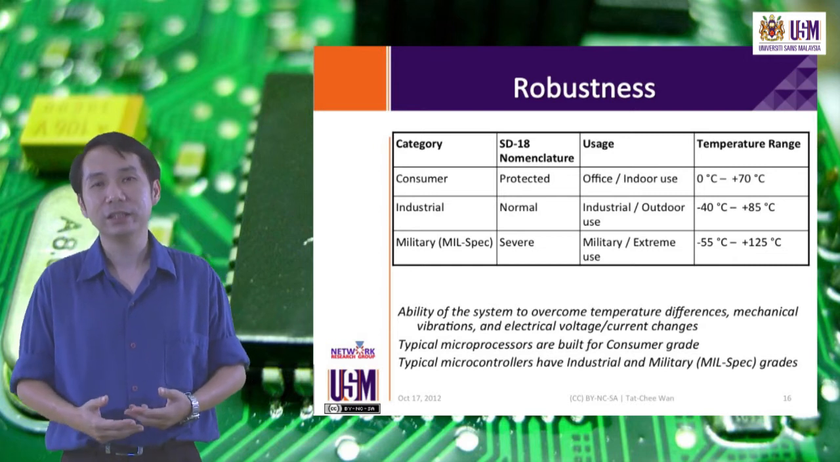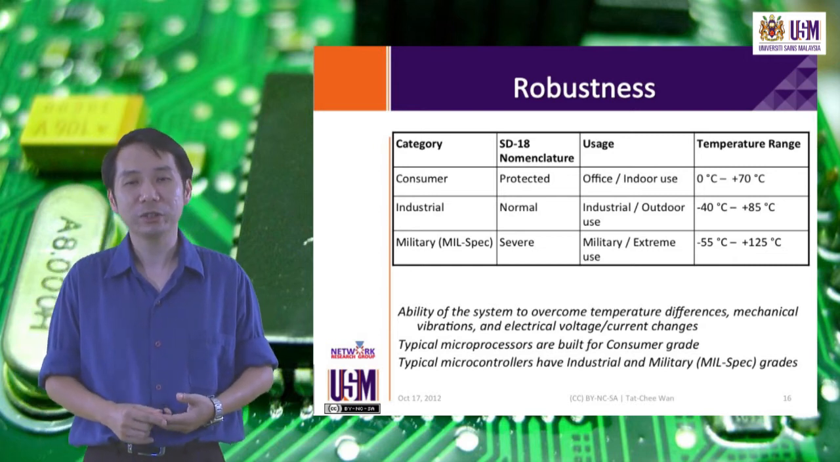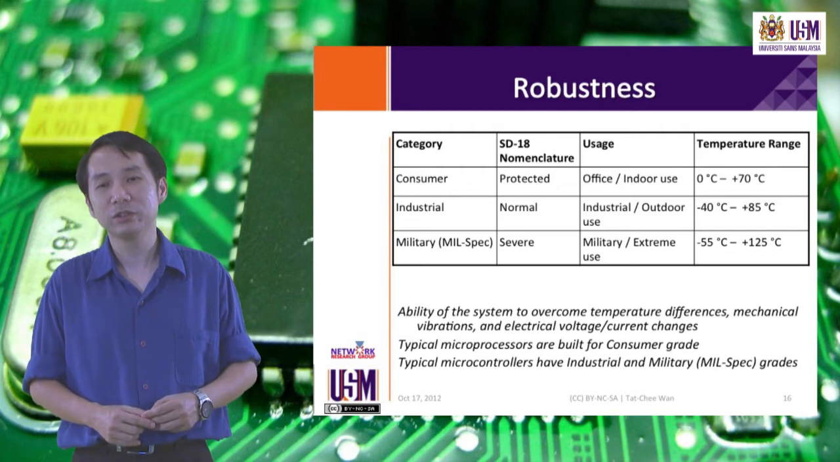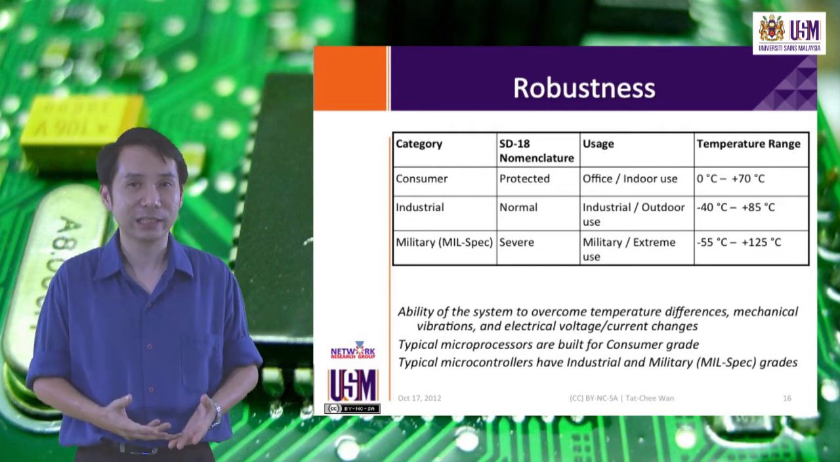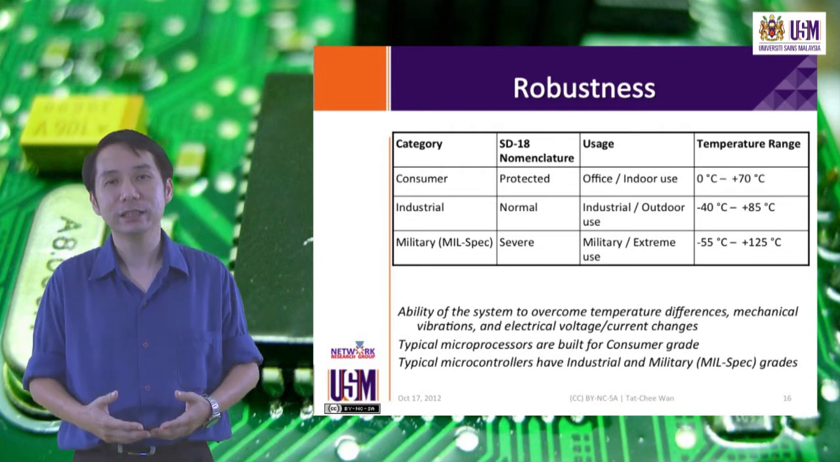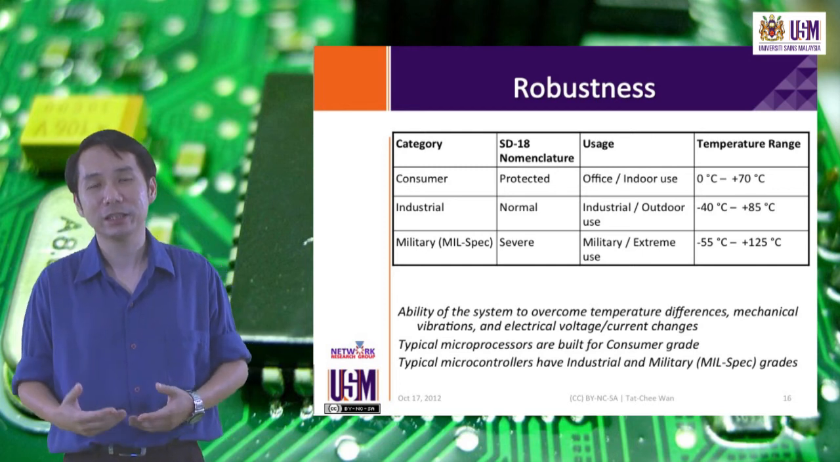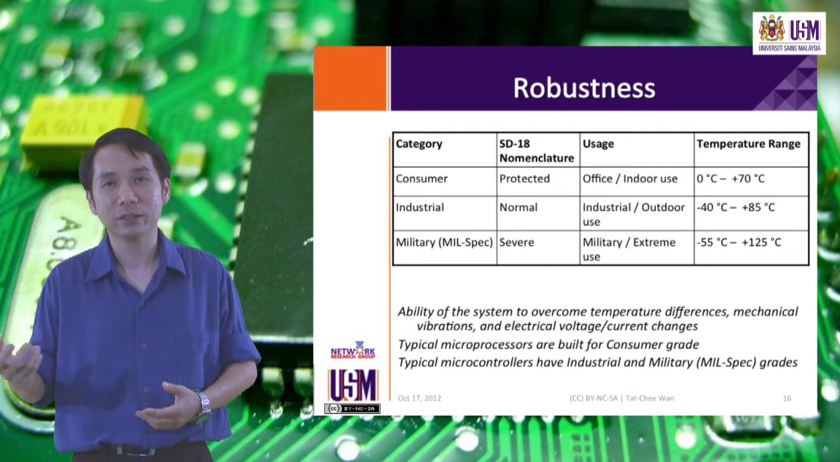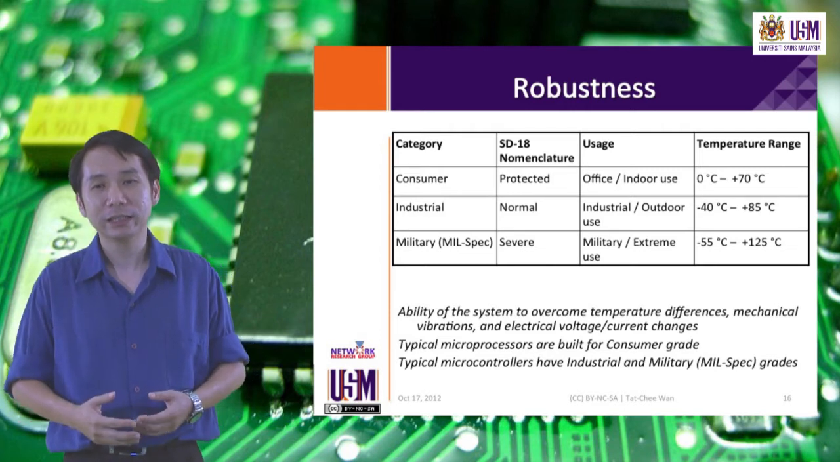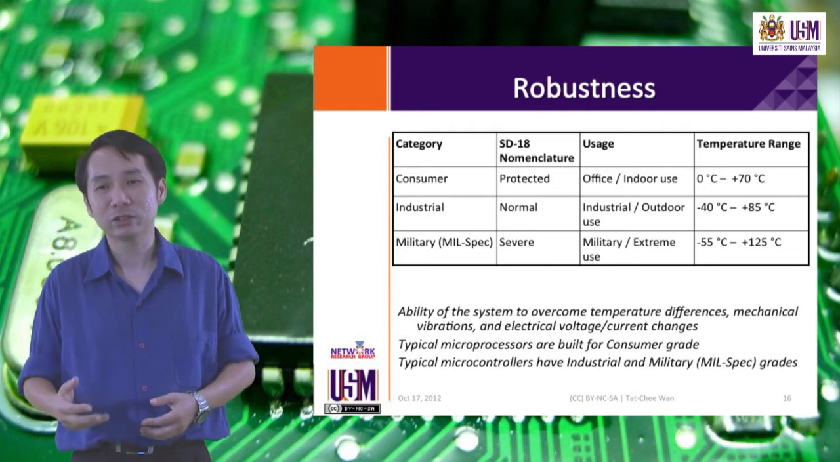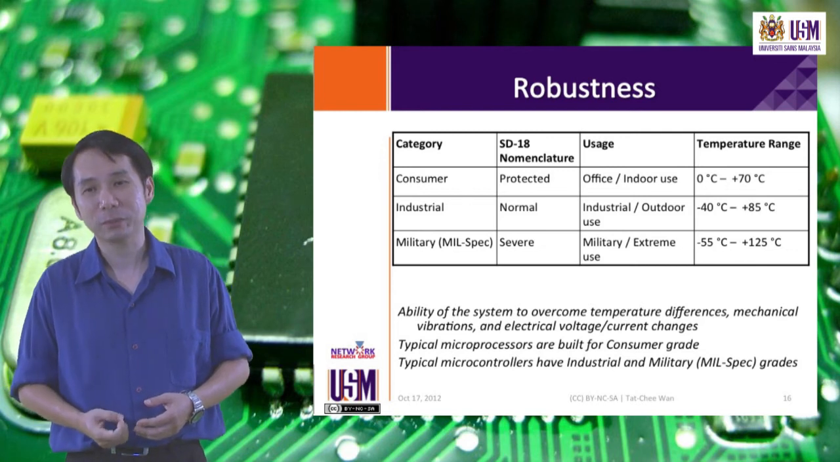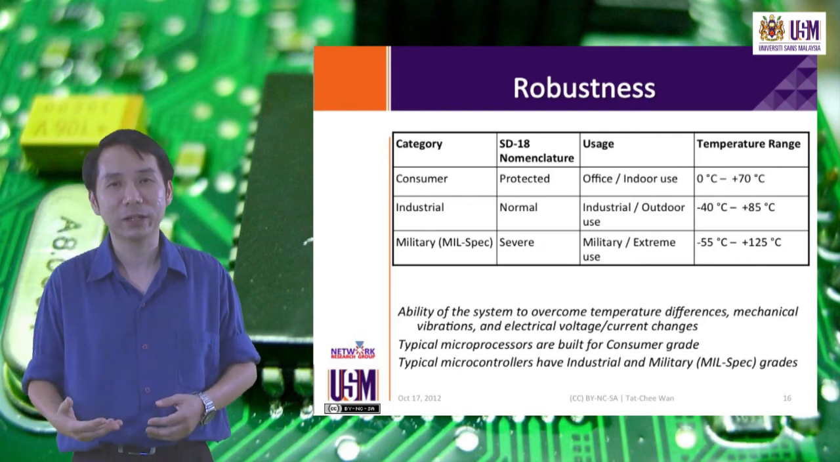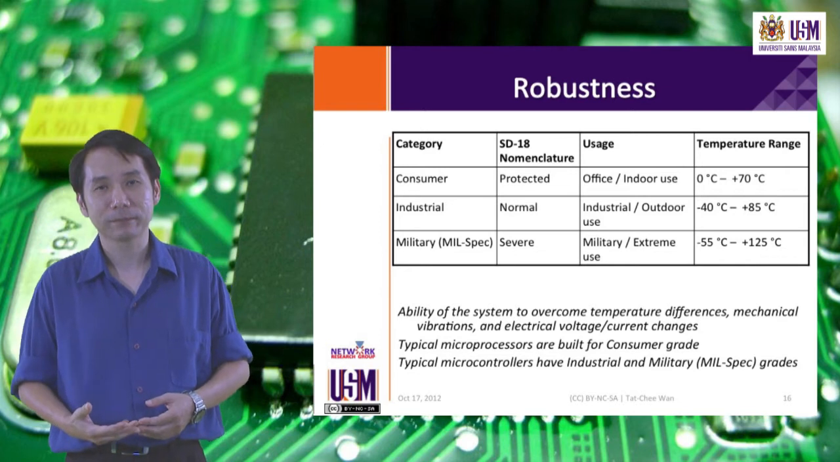The second category is called industrial or normal usage, which is typically used for outdoor or industrial settings, such as in factories, in difficult environments, such as for public safety and search and rescue operations. And this has to tolerate temperatures from minus 40 degrees to 85 degrees Celsius.